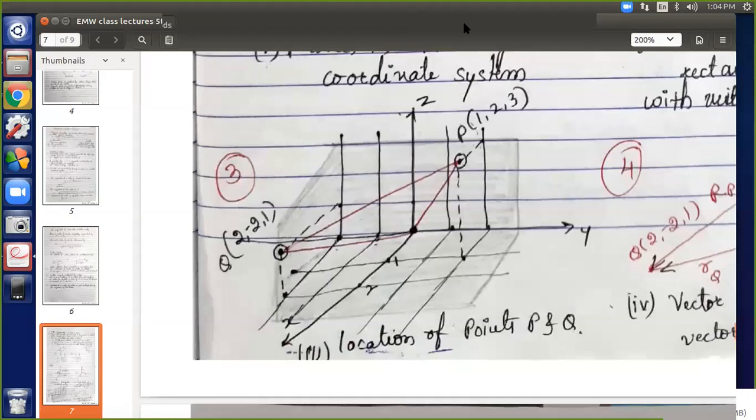A point which has coordinates 1, 2, 3. 1 represents the distance from the origin in the x direction. 2 is the value for y, the distance in the y direction. 3 is the distance in the z direction. So we have to mark the point P, 1, 2, 3, now. Similarly, you have the Q value.